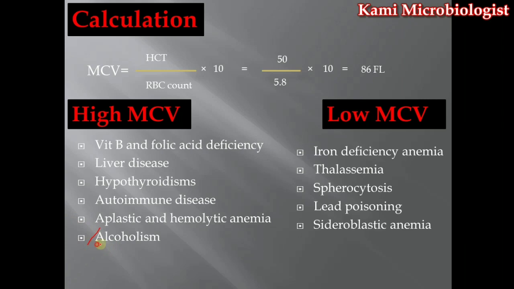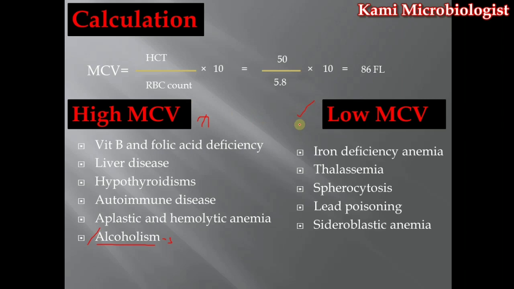Alcoholism. Now, how can alcoholism cause a high MCV value? When a person takes a lot of alcohol, this alcohol will disturb the bone marrow. When the bone marrow is disturbed, its function is also disturbed, so it will secrete abnormally large RBCs, due to which the MCV value also gets high.